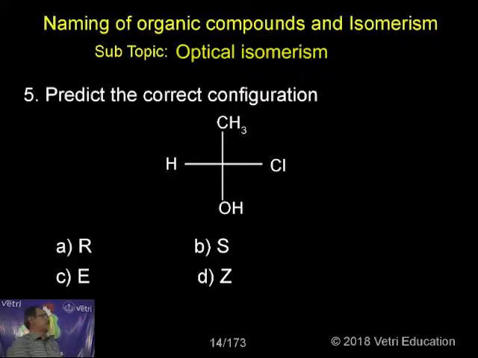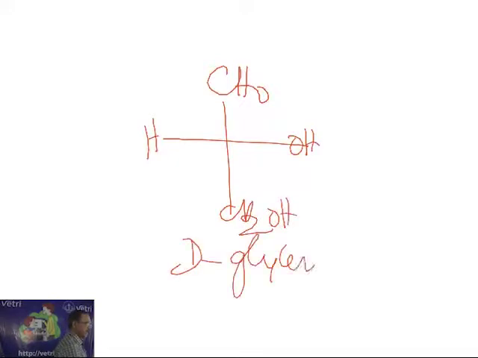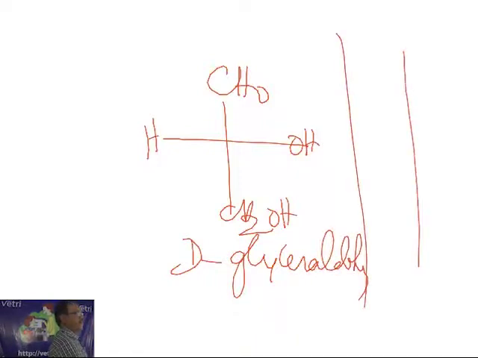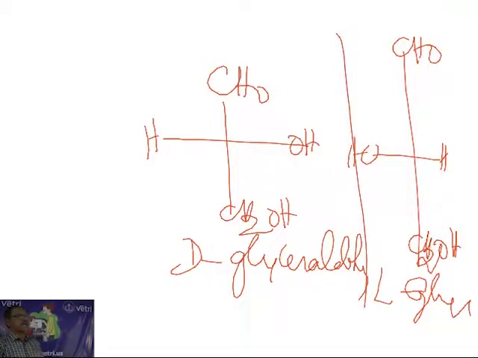In the old configurations, normally what was used, say for example glyceraldehyde, with H, OH, CH2OH. So this is called D-glyceraldehyde. This mirror image will be OH, H, CHO, then CH2OH. This is called L-glyceraldehyde. Kindly follow. This is D-glyceraldehyde, this is L-glyceraldehyde, the common names.